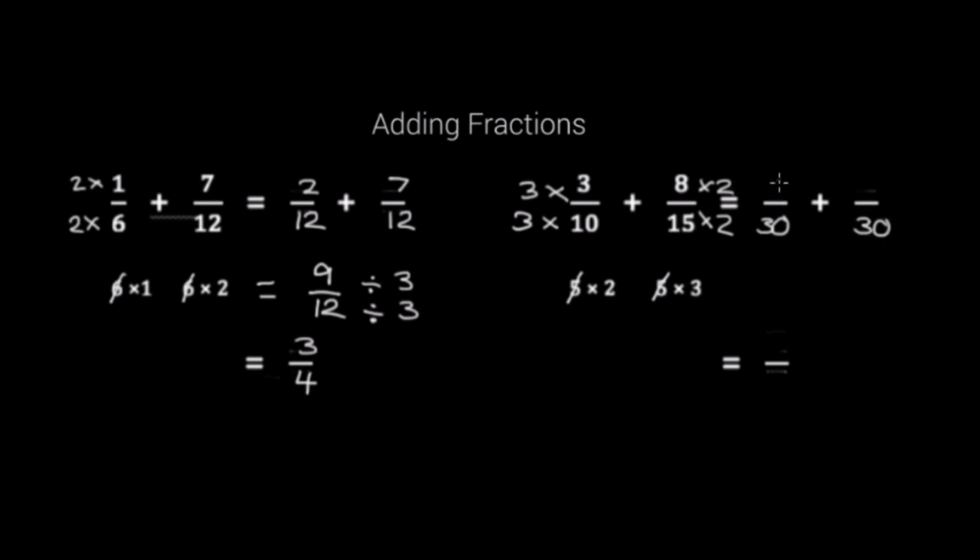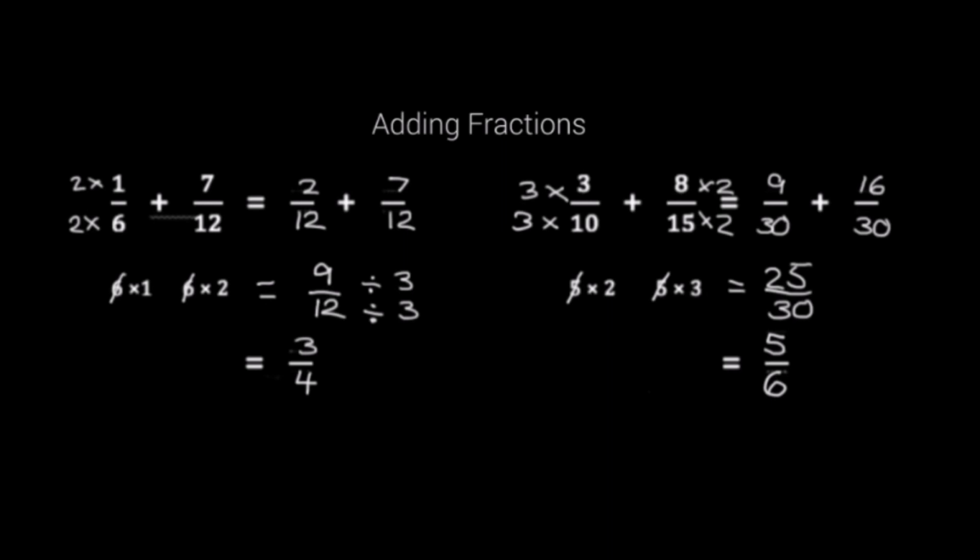3 threes are 9. We write 9 above the first fraction. 2 eights are 16. We write 16 above the second fraction. 9 plus 16 is 25 over 30. We write that down. And again, we can divide top and bottom by 5 because 5 is a common factor. So we have 25 divided by 5 gives us 5, and 30 divided by 5 is 6. And our final answer is 5 over 6.